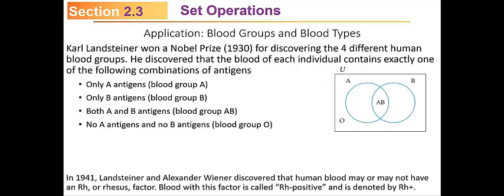In 1941, Landsteiner and Alexander Wiener discovered that human blood may or may not have something called an Rh factor. Blood with this factor is called Rh positive, and you denote it by the letters Rh with a plus sign.